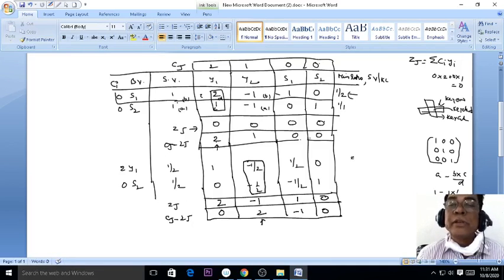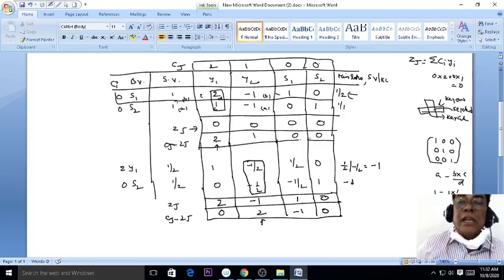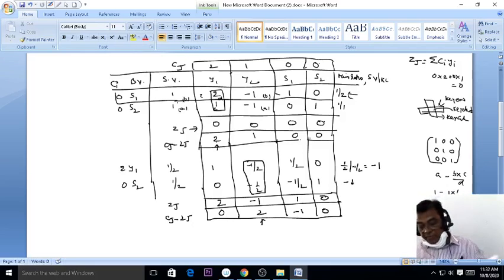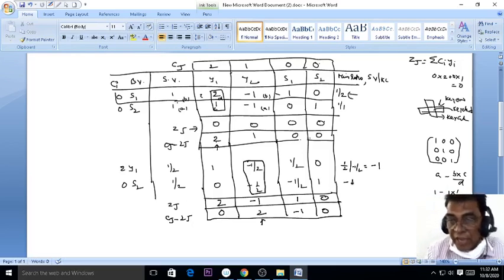Now, minimum ratio. What is the basic formula for minimum ratio? SV by Kc for the first iteration. SV 1 by 2, minus 1 by 2. 1 by 2 divided by minus 1 by 2, that is equal to minus 1. 1 by 2 by minus 1 by 2, that is also minus 1. And please, the important point, particularly in this problem, in a minimum ratio, if we have two negative values, immediately stop the problem, because it is an unbounded solution.